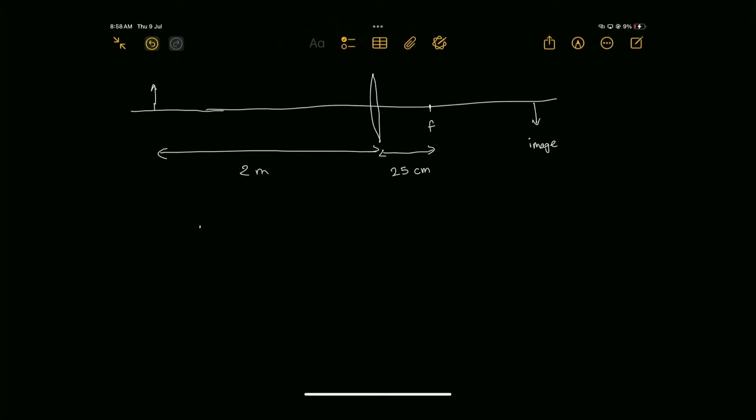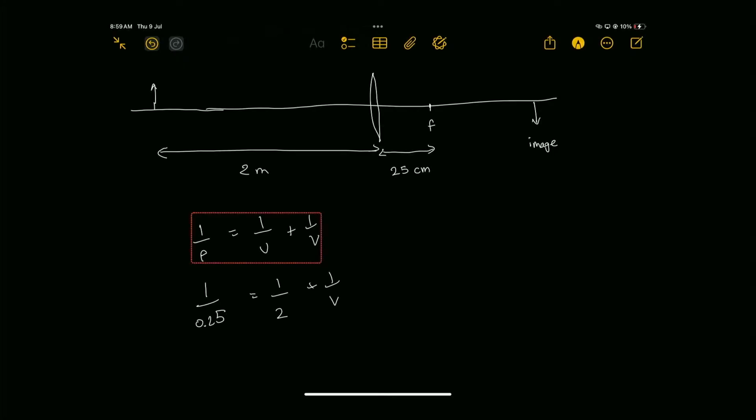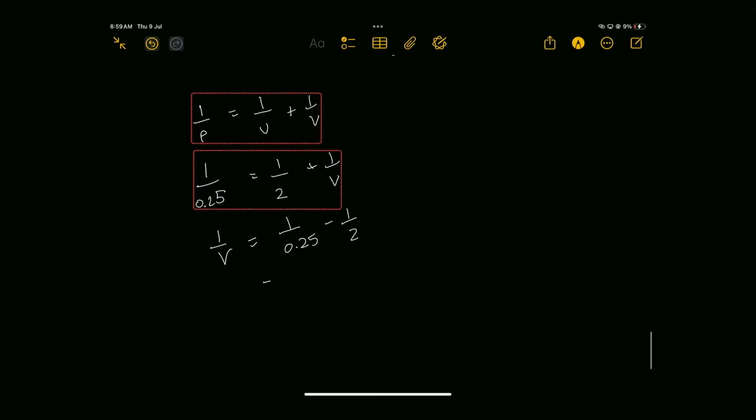So to do that, we use the formula 1 over f is equal to 1 over u plus 1 over v. Now f is equal to 25 centimeters, which is 0.25 meters. Then we have u is 2 meters. So 1 over v would be equal to 1 over 0.25 minus 1 over 2. This would be equal to 4 minus 0.5, which is equal to 3.5. So v would be equal to 1 divided by 3.5.